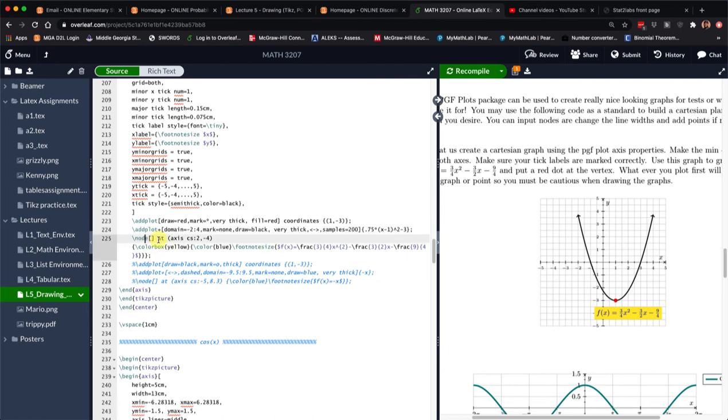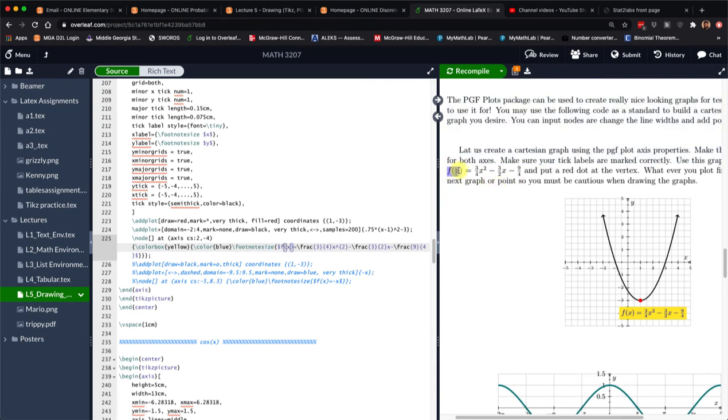And then I have a node at axis cs, which stands for axis coordinate system, 2, -4. And that node is this whole little box thing I did down here. So I did a color box, which we learned back from the text environment, of yellow. And in that, it's colored blue, although it's hard to see on this screen. And I did what they call footnote size. And then I put my actual function that we saw above in the paragraph in there, so I could label it. So you can label them. You don't have to do it with the colored box, but there are different ways to do that.